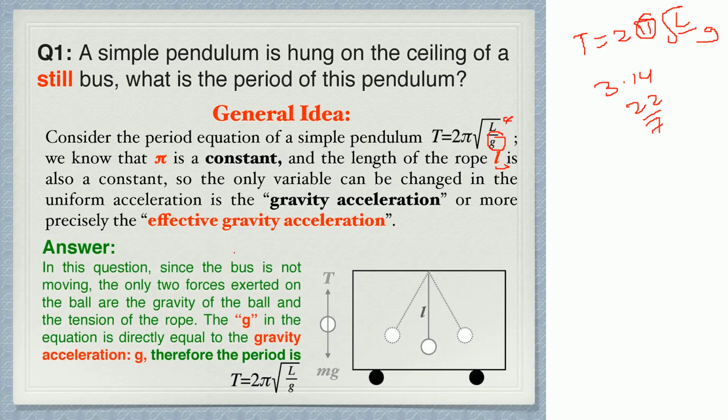So in this question, since the bus is not moving, the bus is stationary, the only two forces exerted on the ball are the gravity of the ball and the tension of the string. The g, that is the gravity, is directly equal to the gravity acceleration, so this will be g only. Effective gravity acceleration will be equal to g only. So the time period will be simply T equals 2 pi under root L by g, given by this equation, right? This is T, tension, and mg. So the time period will be this equation.